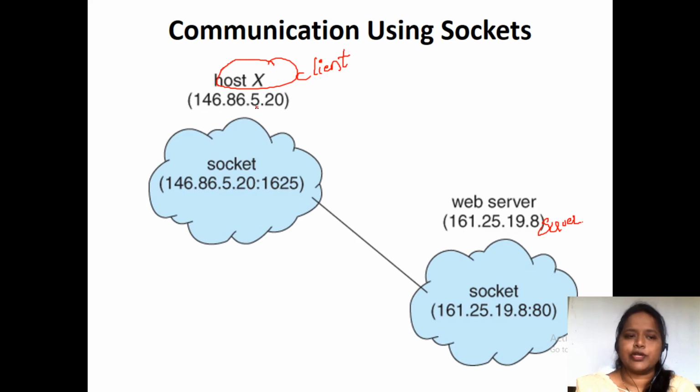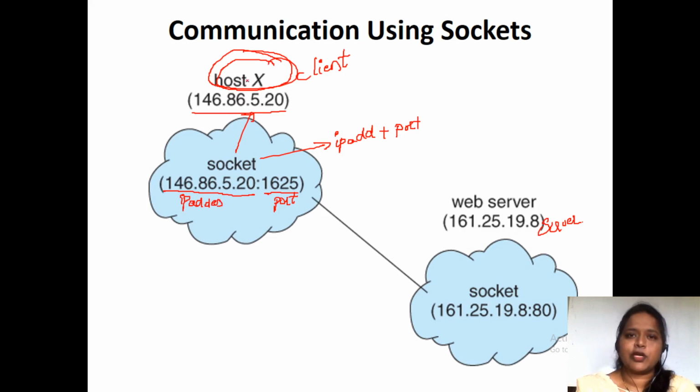Fine. What we are going to do here is socket. As I have said, a socket is nothing but a combination of IP address plus port number, so that we call it a socket. The IP address of this host is 146.86.5.20. When we make use of a socket to communicate with the server, the socket will take the IP address of this particular host and add the port number. This 1625 is the port number, and 146.86.5 is the IP address.